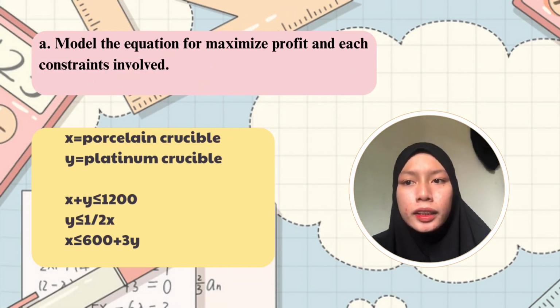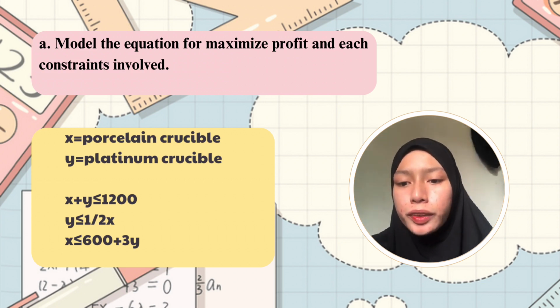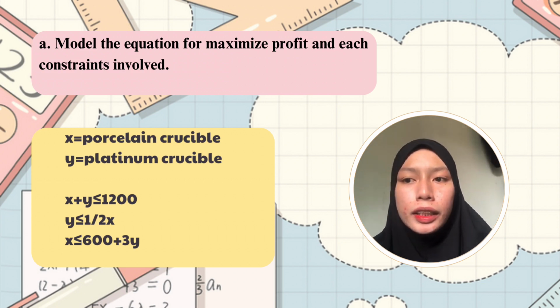The question is, Company A Private Limited wants to maximize profit for porcelain crucible and platinum crucible. Porcelain crucible yields a profit of RM1.50 per unit, and platinum crucible yields a profit of RM2 per unit. So, question A is to model the equation for maximum profit and its constraints involved.